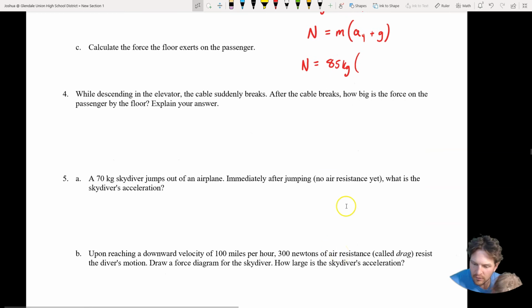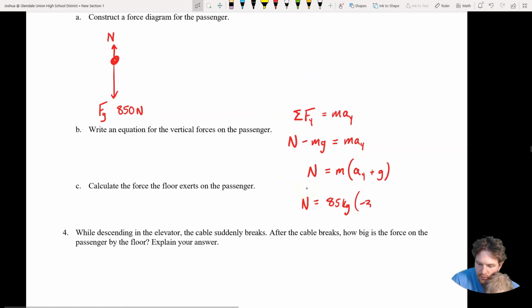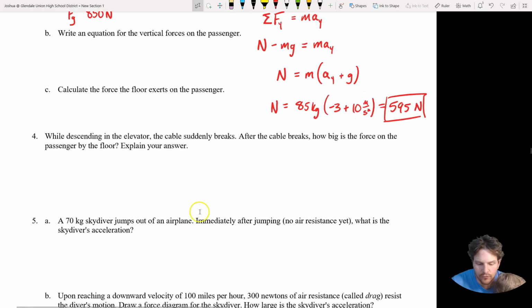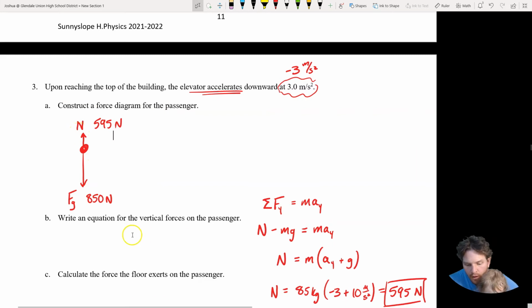Where were we? 85. The acceleration we said was -3. So I got to plug in that -3 right there. And then G is 10 again. Right? So this ends up becoming 85 times 7, which is 595 newtons. So if we plug that in, just to make sure that we keep track of everything, this looks good. This would be accelerating downward because I have more force going down than I do going up. Okay.